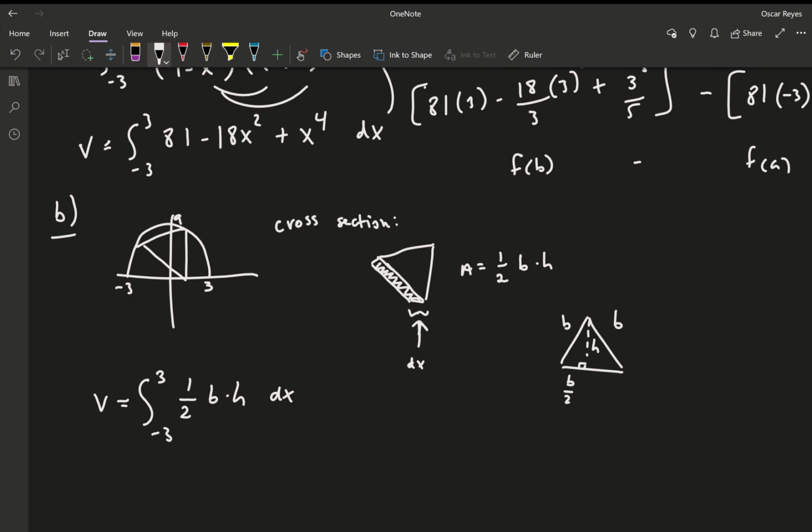Now, we know that if it's an equilateral triangle, these angles must be 60 degrees. So if this is 60 degrees, we can go ahead and use SOHCAHTOA. So sine of 60 degrees is equal to opposite over hypotenuse, which is this triangle that we're looking at.